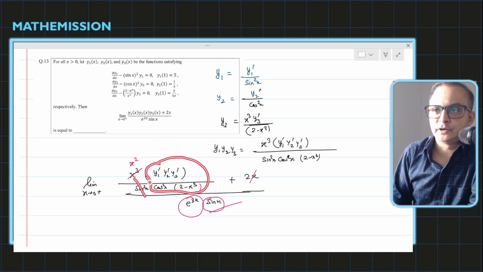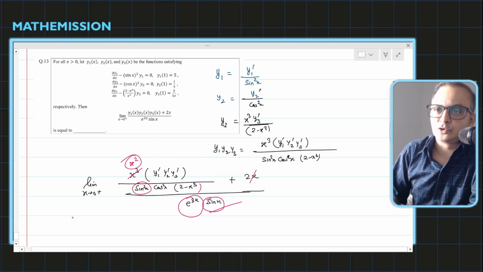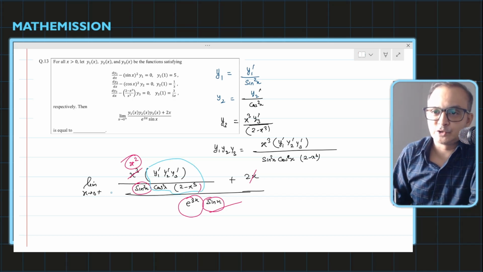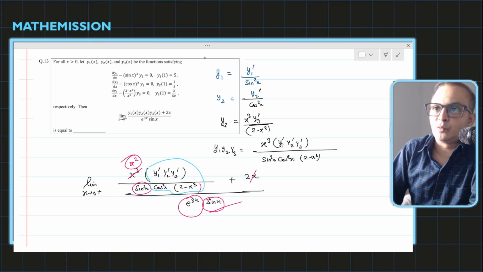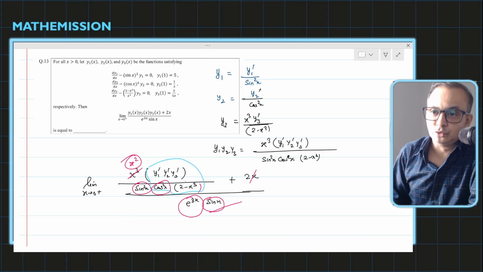This is already gone. Let me just show you. So this is also gone. So all the circled part is gone. I have this part remaining. But now see, when you substitute x tends to 0 there, this will become 1. When this is gone, this will become 2. So I am left with y1 dash, y2 dash, y3 dash by 2.